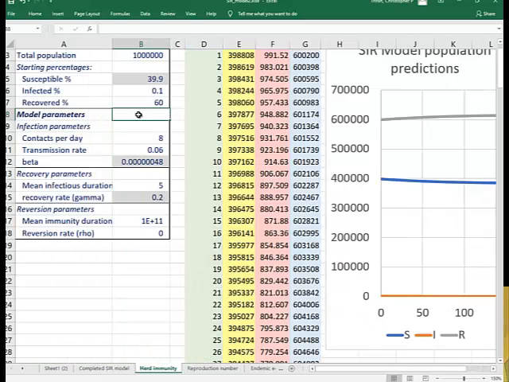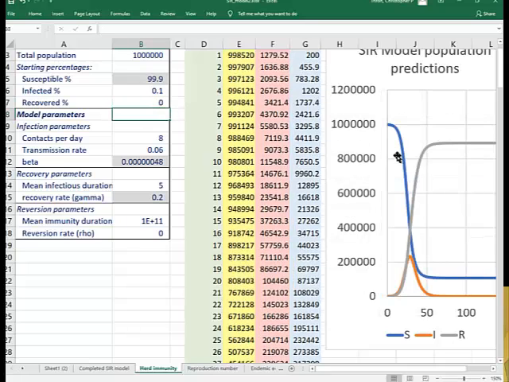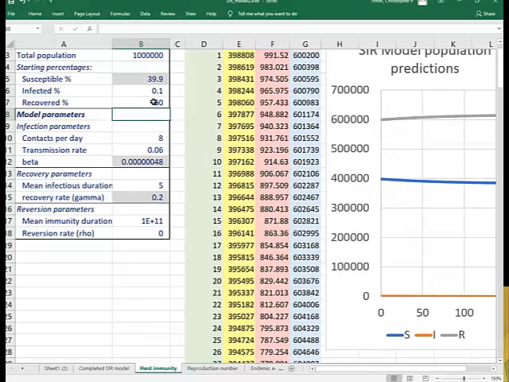Now compare this again with my original case where I started out with 0% recovered, and in this case I have 900,000 people become infected. Here if I started out with 60% recovered, then I have no more infected. So once you reach the point where a large proportion of your population is recovered and immune, then your population becomes stable.